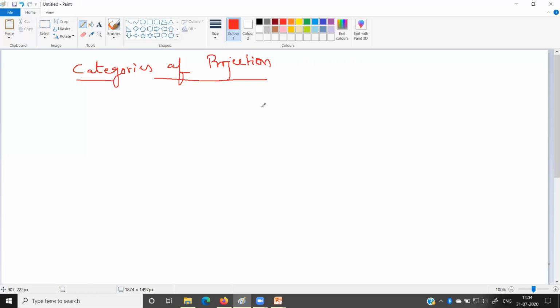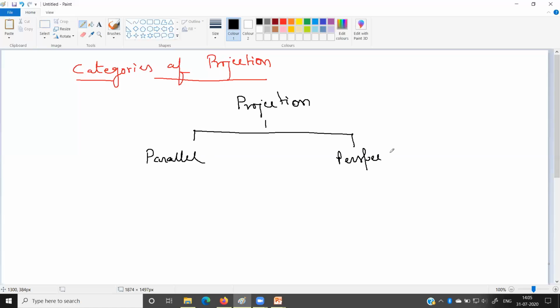Now, basically, the projections are of different types, mainly of two types. So we will write down the projections. So far we have discussed, you can see that projections are of two types. The first one is the parallel projection, and the second one is the perspective projection. Fine. Parallel projection and perspective projection.